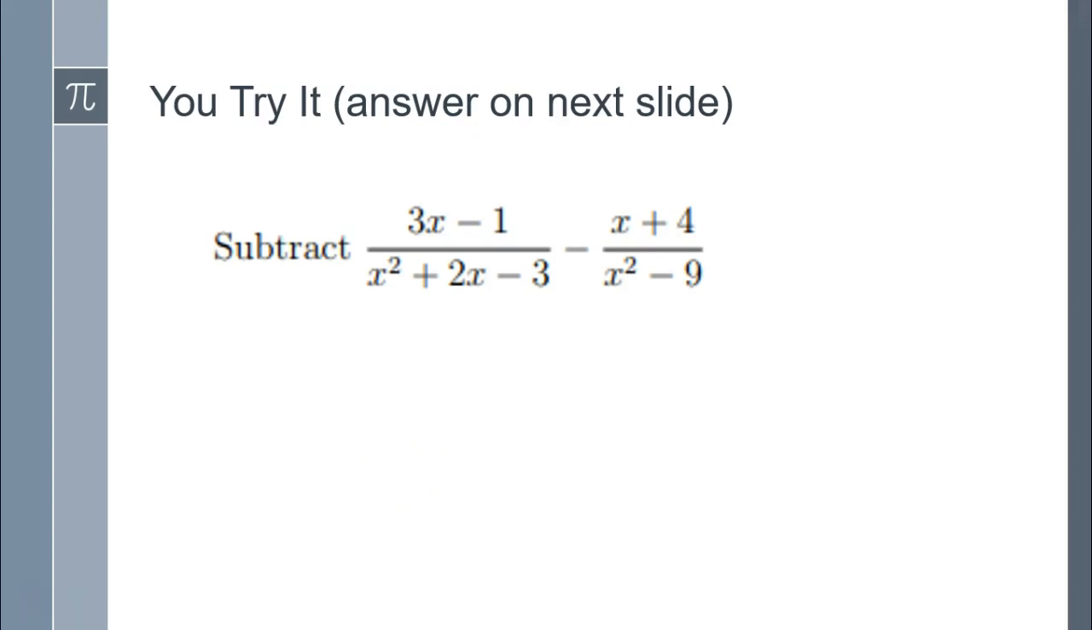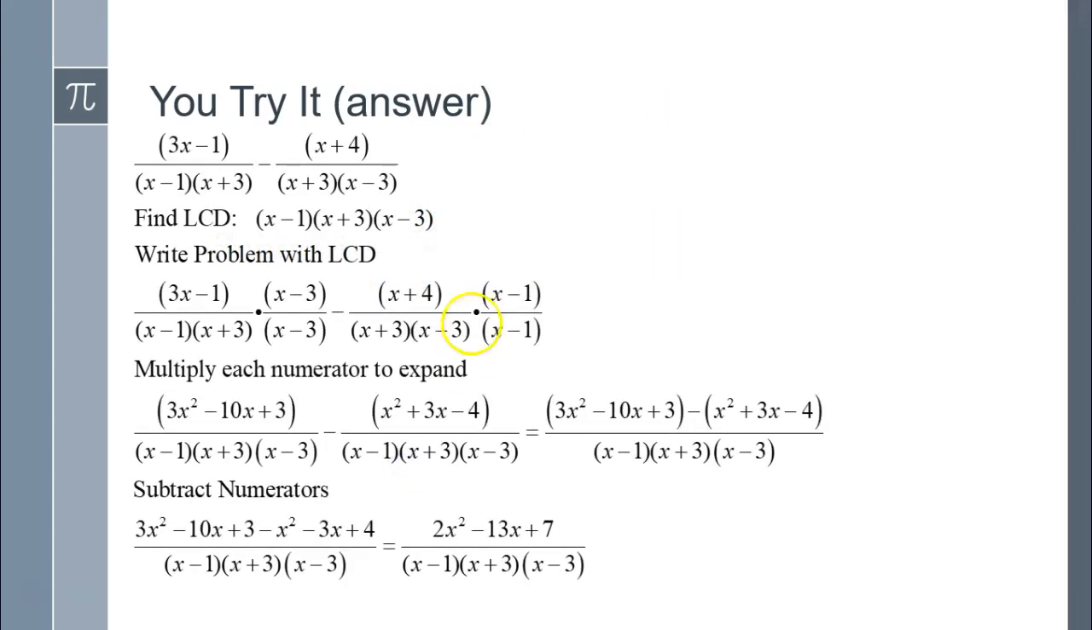Alright, so I assume you stopped the video and tried it, and now you're back. The least common denominator turned out to be x minus 1 times x plus 3 times x minus 3. The first fraction's missing the x minus 3 on the bottom, so I multiply top and bottom. The second fraction was missing the x minus 1. So I multiply out each of the numerators. 3x minus 1 times x minus 3, put it here. x plus 4 times x minus 1, write that over the denominator.